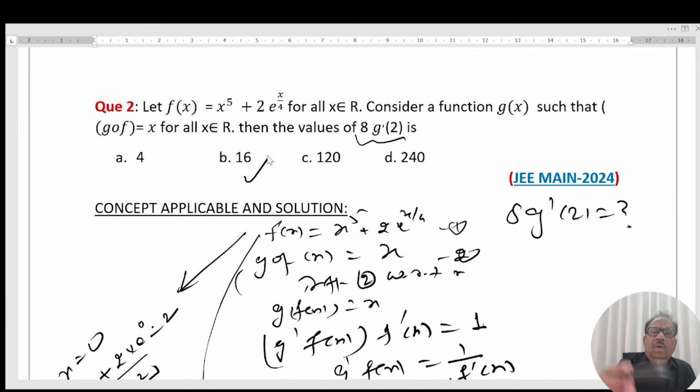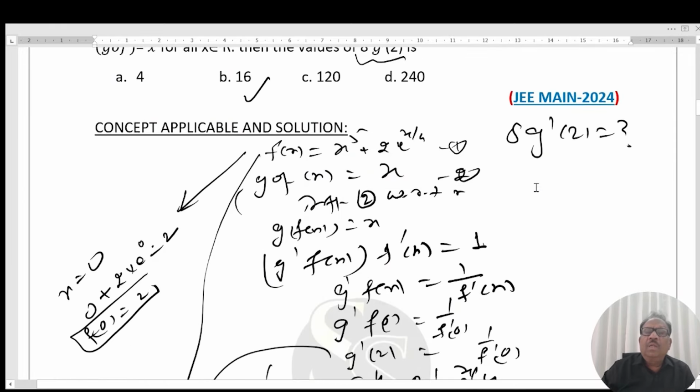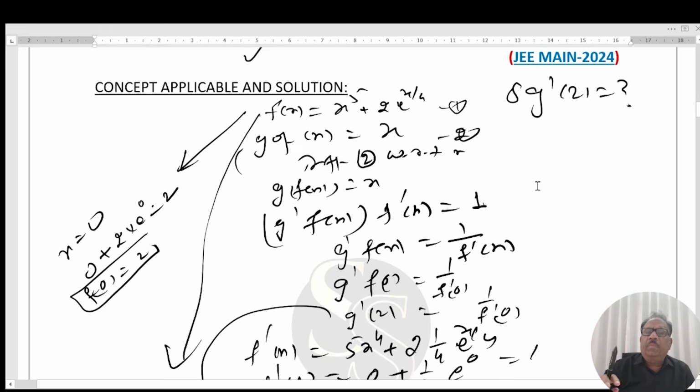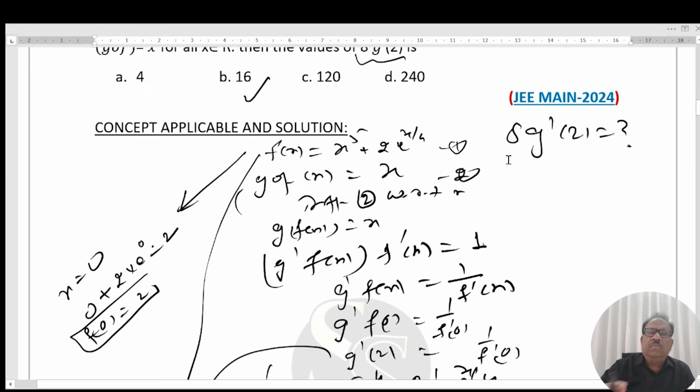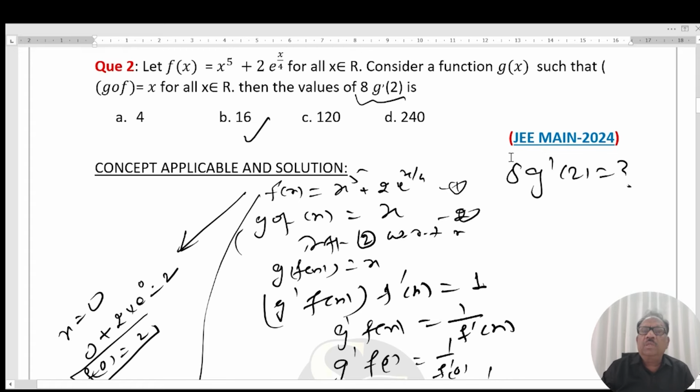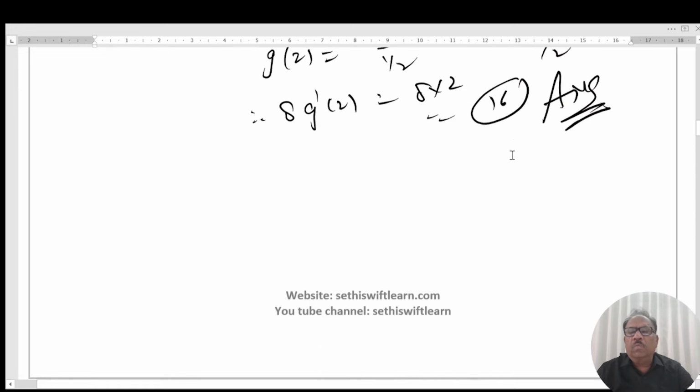B is the correct answer. In this case, this was the only thought process: we have to find f(0), f(1), f(2), because it is given that g'(2). We have to find the value of x at which the function becomes 2. We will put 0, 1, 2, minus 1, 0, and at some value this answer will be found. By chance, we got it at the 0 value, right? Now, next question.